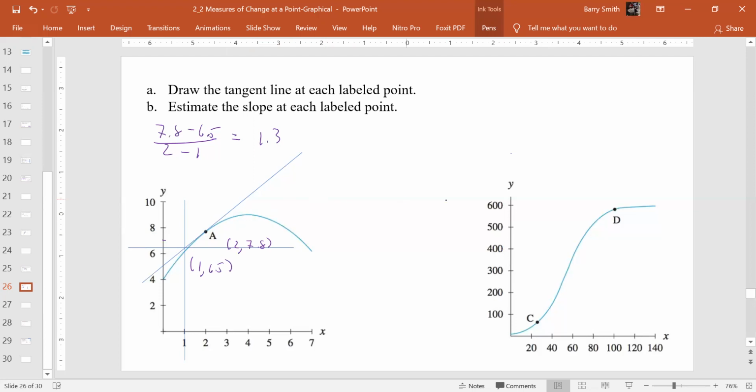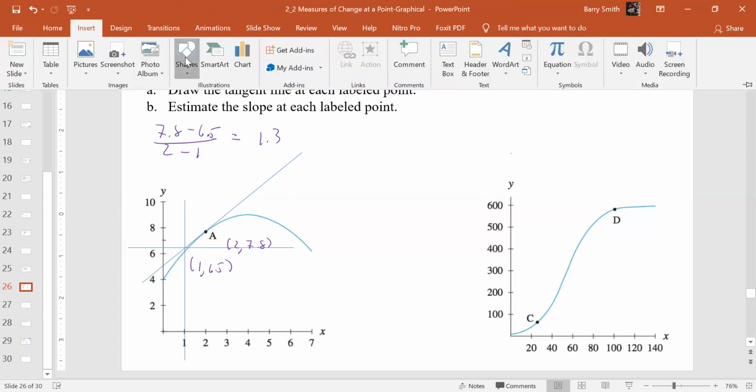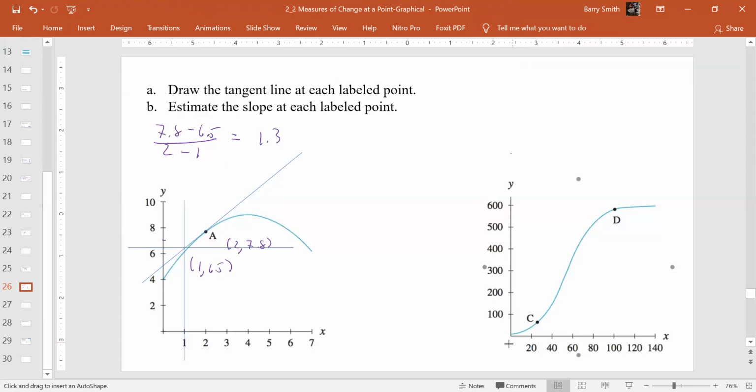What about the next one? If we have to do both of those, let's draw us a shape for the tangent line. Let's call that close enough.